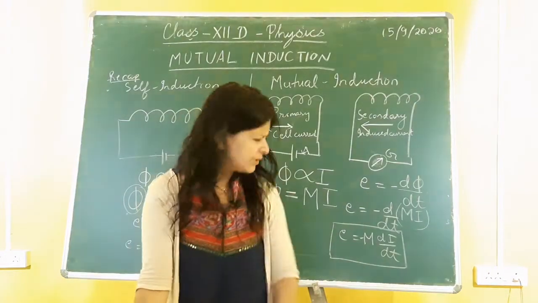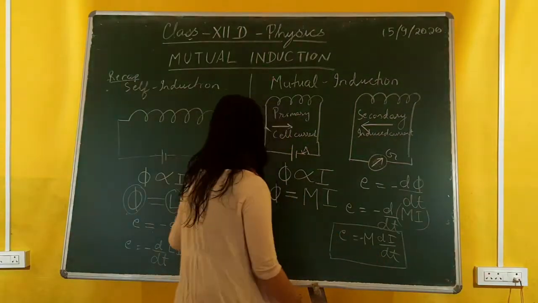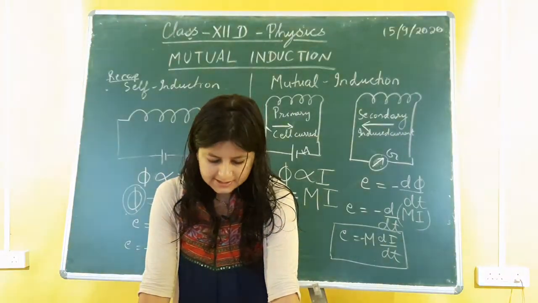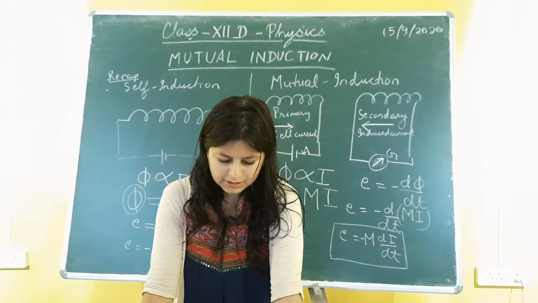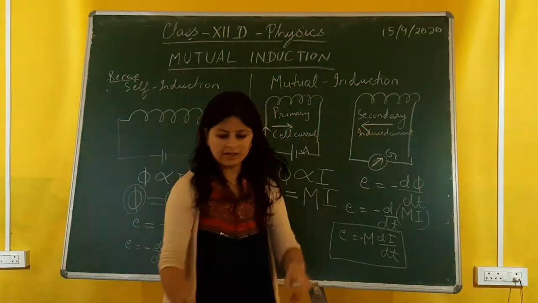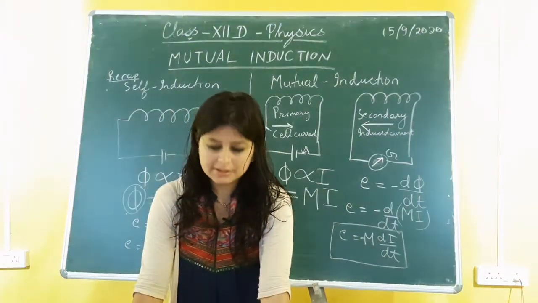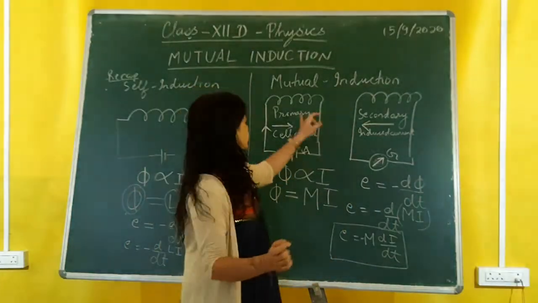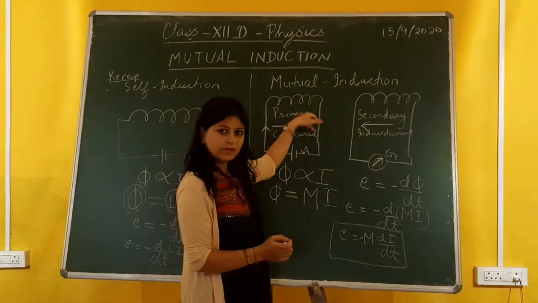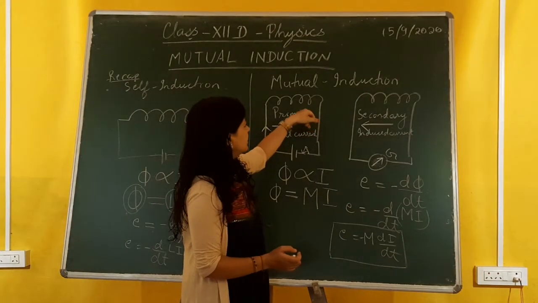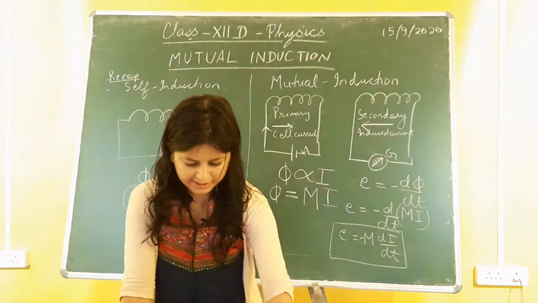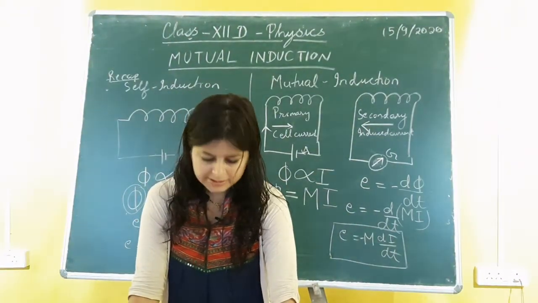Now if you take di by dt equal to 1, E will be equal to minus M. So mutual inductance, the definition for two coils, is equal to the EMF induced in one coil when the rate of change of current through the other coil is unity. So you change the current here in such a way that in 1 second the current change is 1, unity rate of change of current. The EMF induced here is equal to the mutual inductance of the secondary coil.